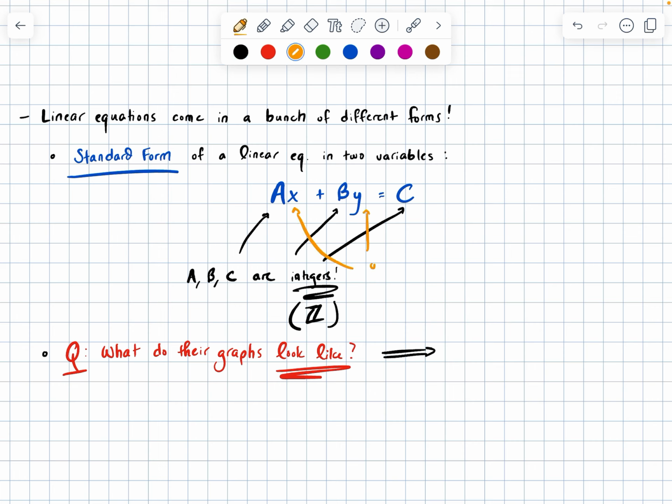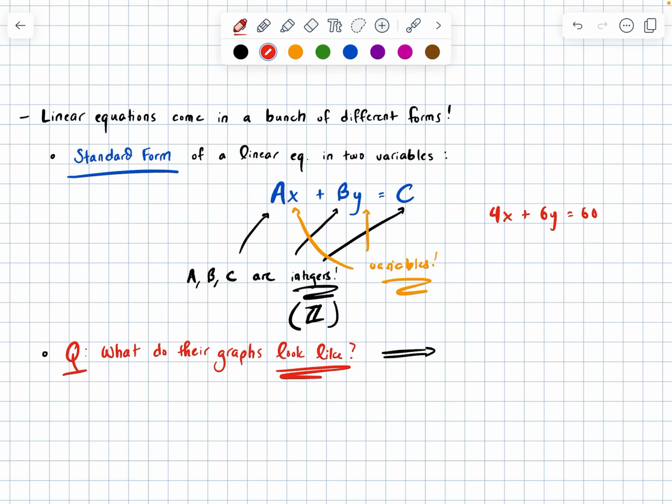But there you go, that's your symbol for the set of integers. And this x and y, of course, these are just going to be the variables x and y that we're familiar with. And you haven't realized it, but in fact, every single linear equation that we've been working with since the start of this unit has been in standard form.